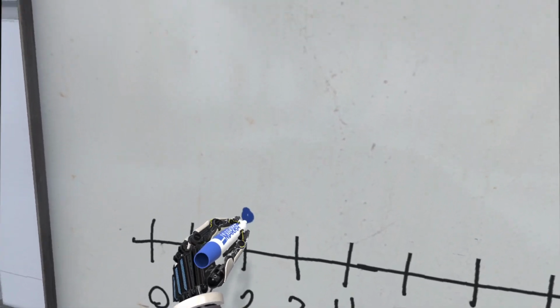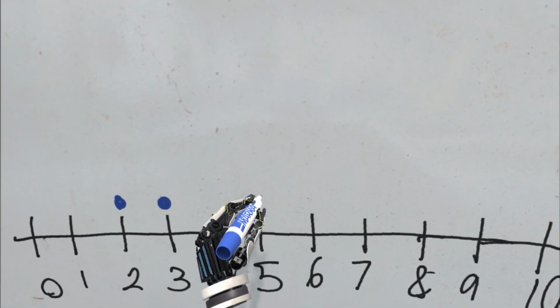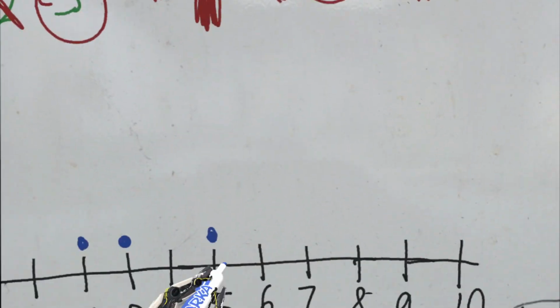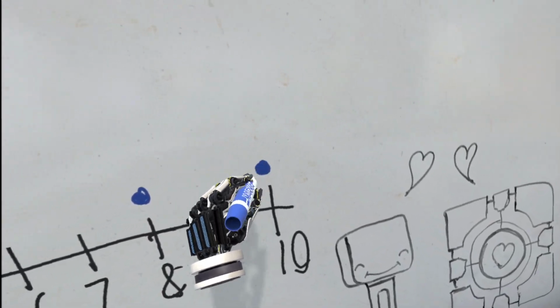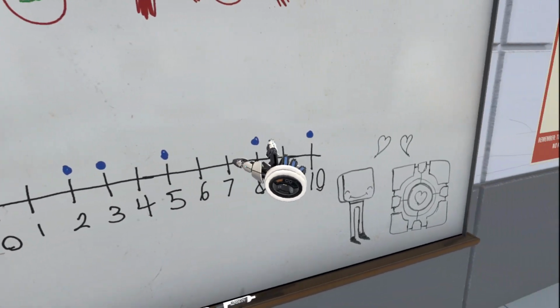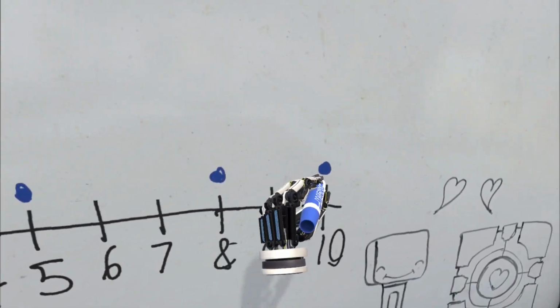2, 3, 5, 8, and 10. Once you got all your 5 dots plotted, you're going to put a line right through all the 5 dots. Try to make it as straight as possible.